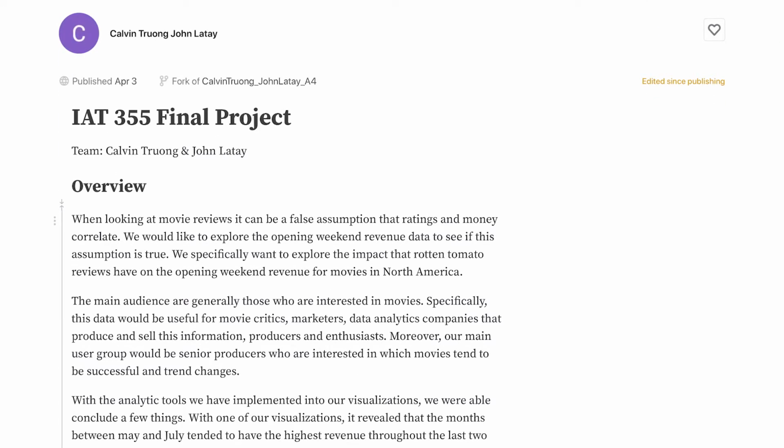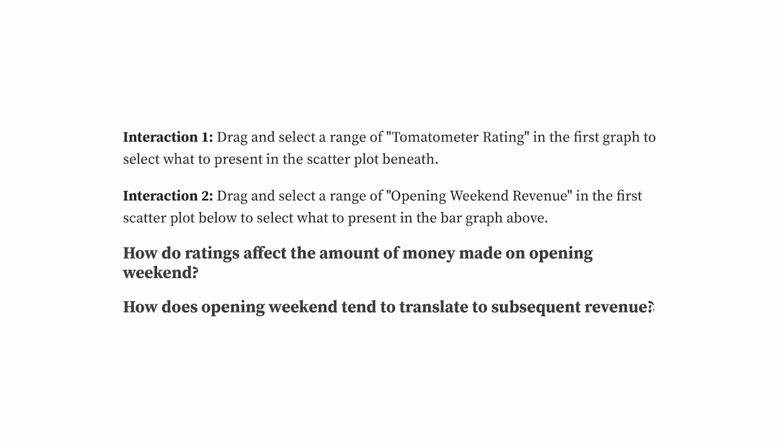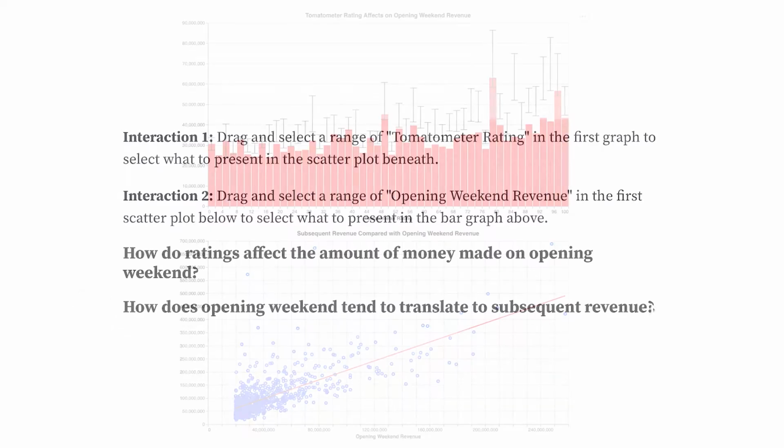Here's a quick demo on our final project, an interactive dashboard that interprets movie data from 1982 to 2020. Our research questions revolved around ratings, revenue, and timing of release. In our first interactive visualization, we tackled two questions. How do ratings affect the amount of money made during opening weekend? And how does opening weekend revenue tend to translate to subsequent revenue?